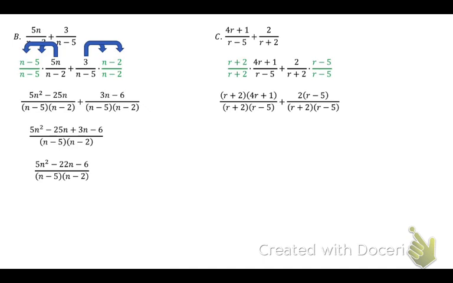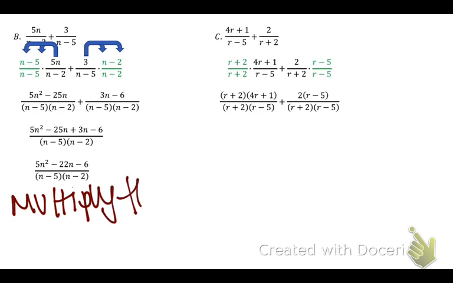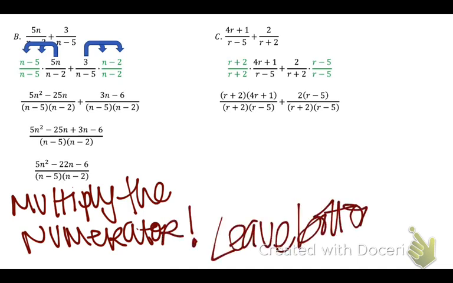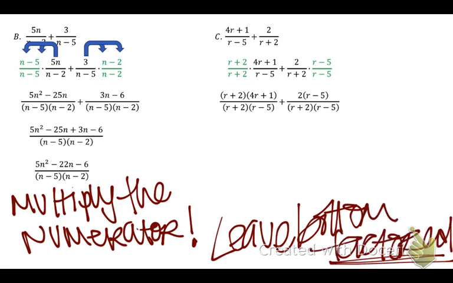So this is something important to write down. I'm going to use a different color because that color doesn't pop up very well. Multiply the numerator. Leave the bottom factored. Okay, make sure you write that down. So multiply the numerator and simplify it out. Leave the bottoms in their factors. Okay, it makes it easier for you.